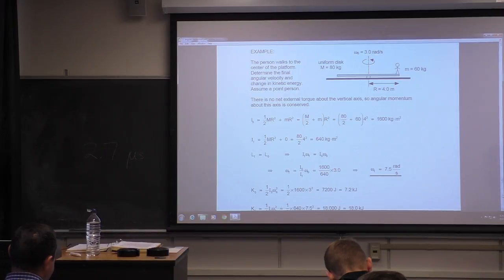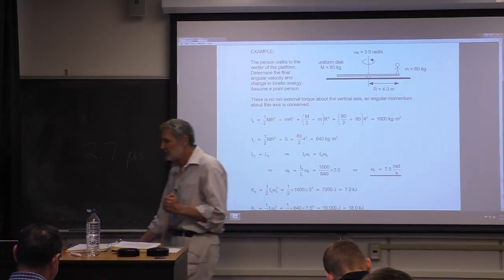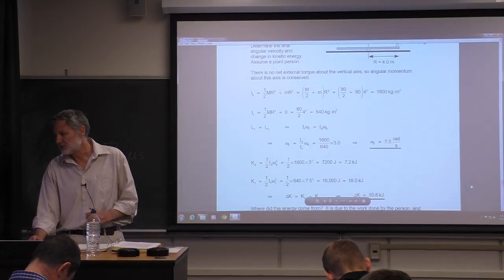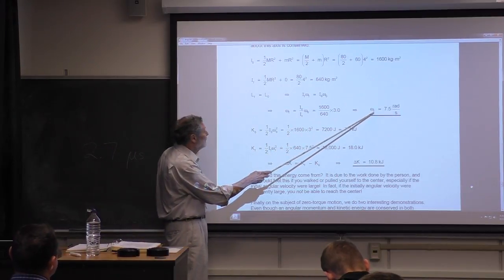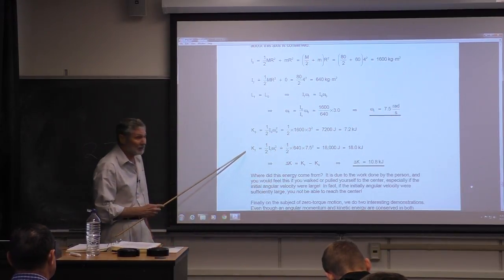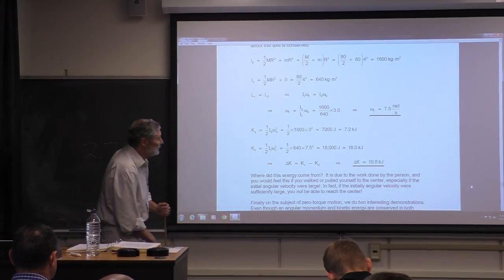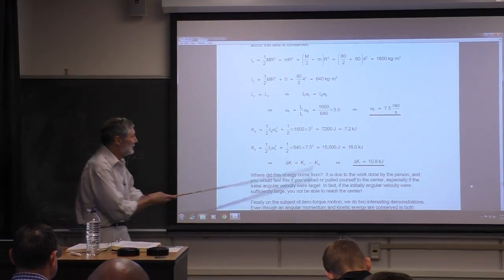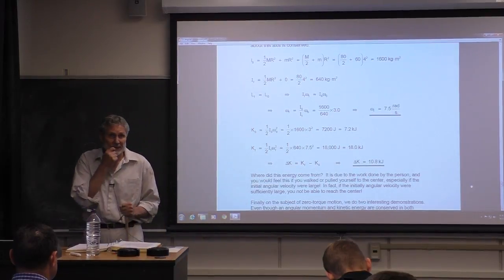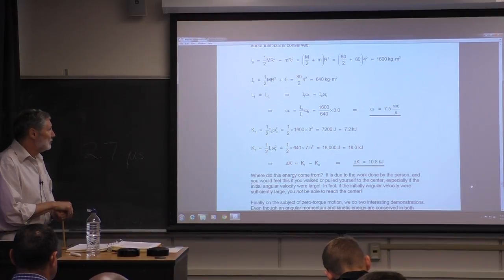What about the kinetic energy? The initial kinetic energy, 1/2 I naught omega naught squared, we can calculate that. I get 7.5 kilojoules. Now that we know the final angular velocity, we can get the final kinetic energy. We just substitute it in here. We know the final moment of inertia. And I got 18 kilojoules. So we've had a change in kinetic energy of 10.8 kilojoules. It's more than doubled.